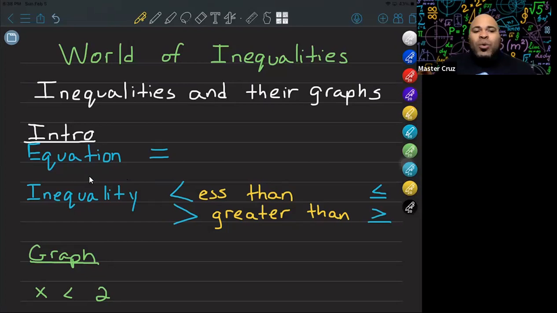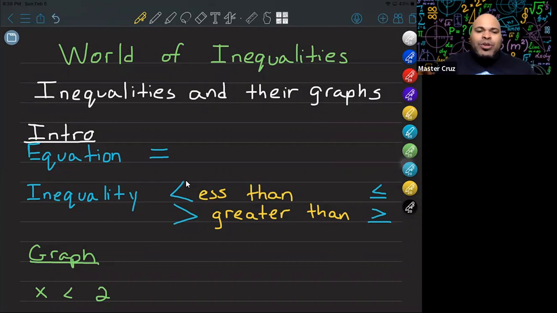Well, first, equations use equal signs. So everything that we're going to do with inequalities is exactly the same thing that we did with equations. But instead of using an equal symbol, we're going to start using these blue symbols called the inequality symbols. And there are four of them. There's two basic ones. And the first one is less than or greater than.